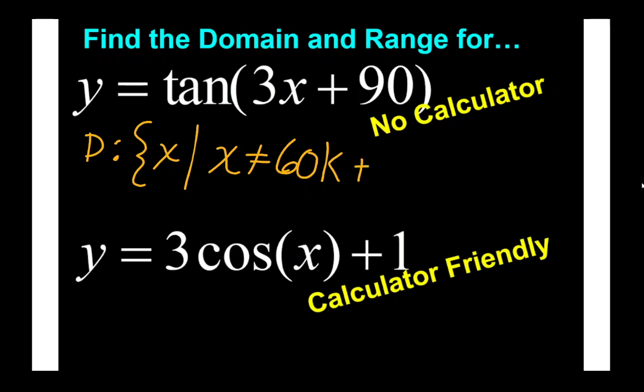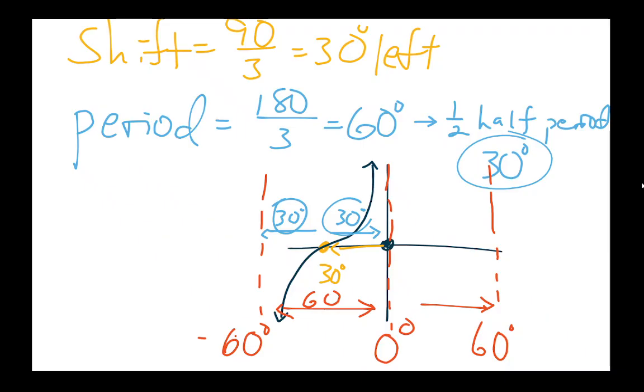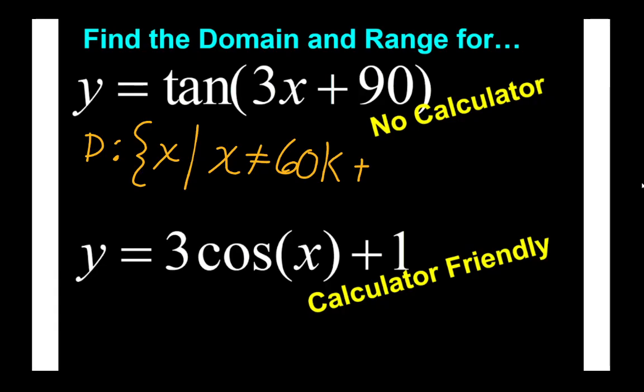And then you always want to add your first asymptote. Well, your first asymptote was technically at 0. In other words, if the asymptote is at 0, then we can just call that our first asymptote and don't even need to add that there. We could just clean this up to be not equal to 60k. All right, that's the domain when we have a shifted and adjusted period.